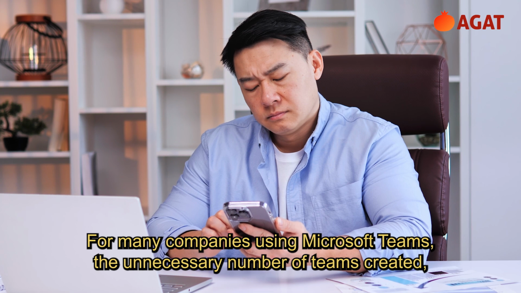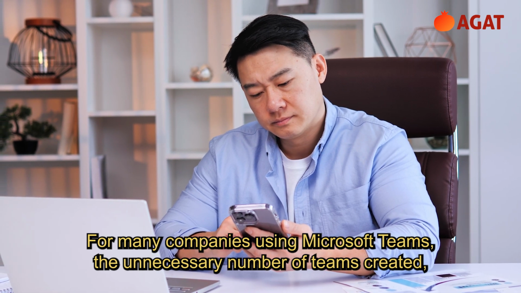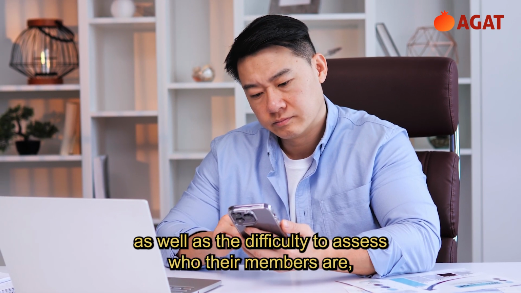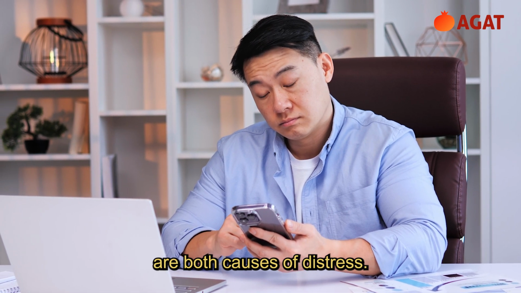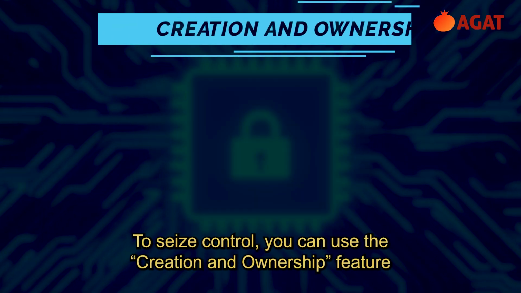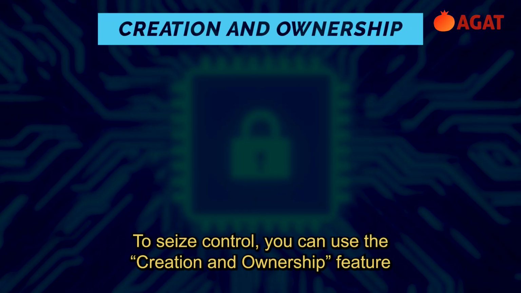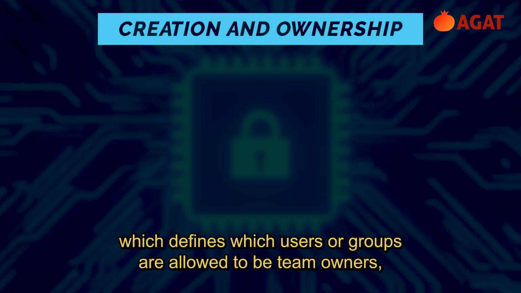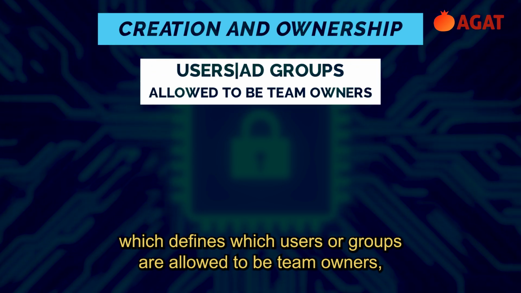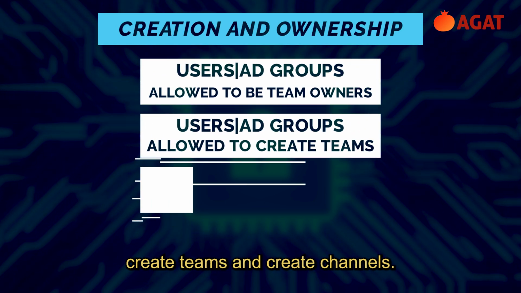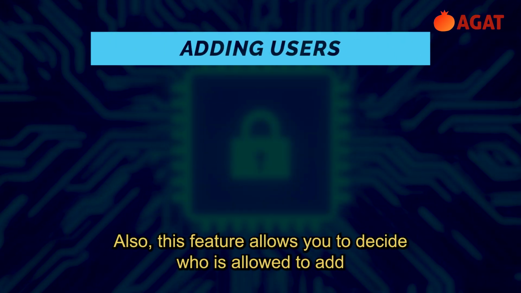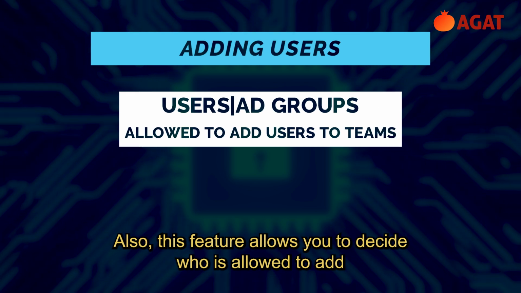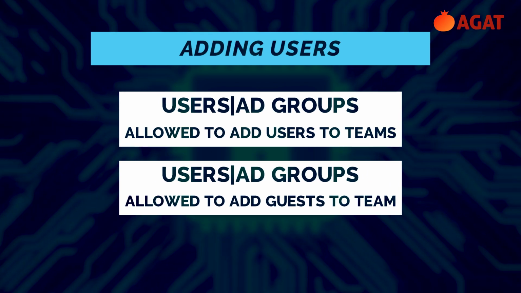For many companies using Microsoft Teams, the unnecessary number of teams created, as well as the difficulty to assess who their members are, are both causes of distress. To seize control, you can use the creation and ownership feature, which defines which users or groups are allowed to be team owners, create teams, and create channels. Also, this feature allows you to decide who is allowed to add users or guests to teams.